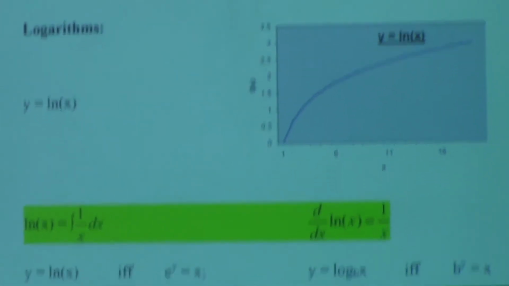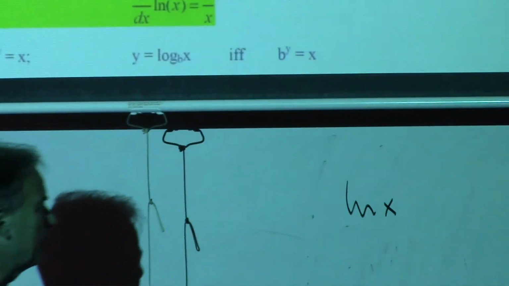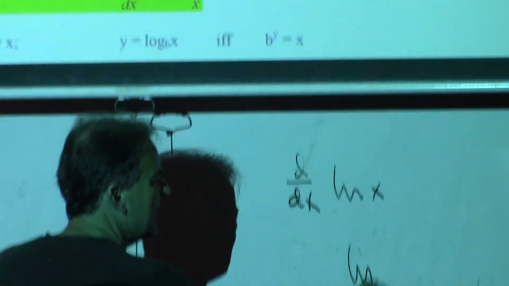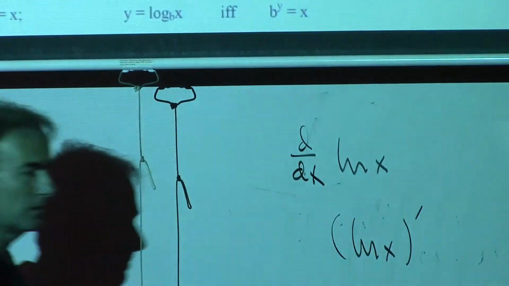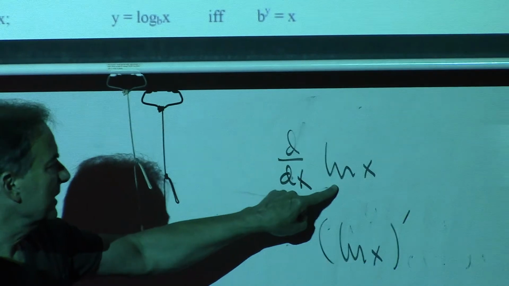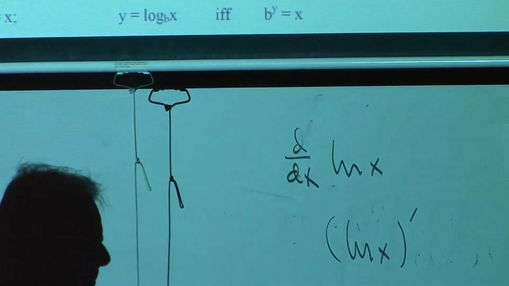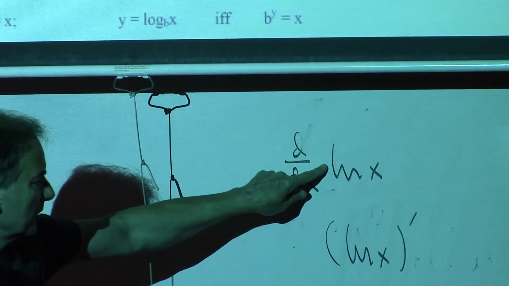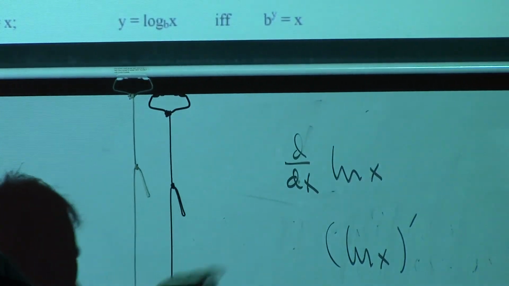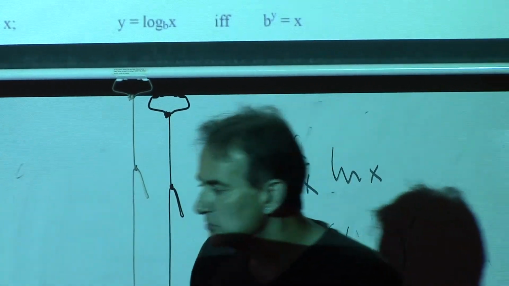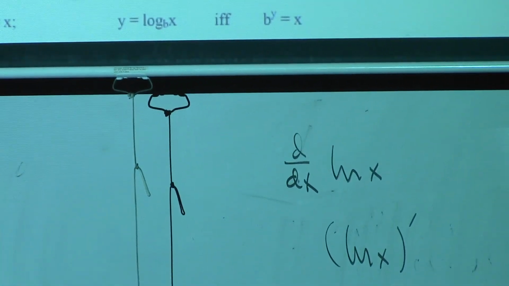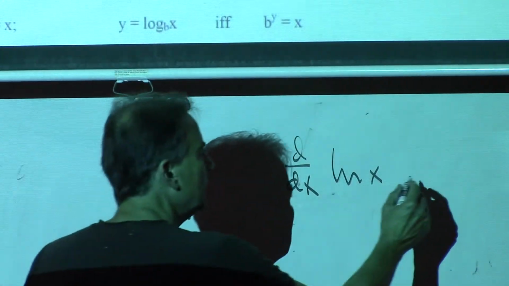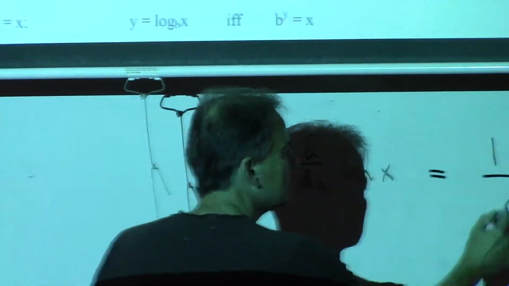So we have ln x. Can you guys see that? Okay, so d/dx of ln x is the same thing as ln x prime I showed you before. The derivative with respect to x of ln x is the same thing as ln x prime. This just says the derivative of this with respect to x. X is the variable. And we're always going to have one variable, and it's usually going to be x or n. So that's equal to 1 over x.